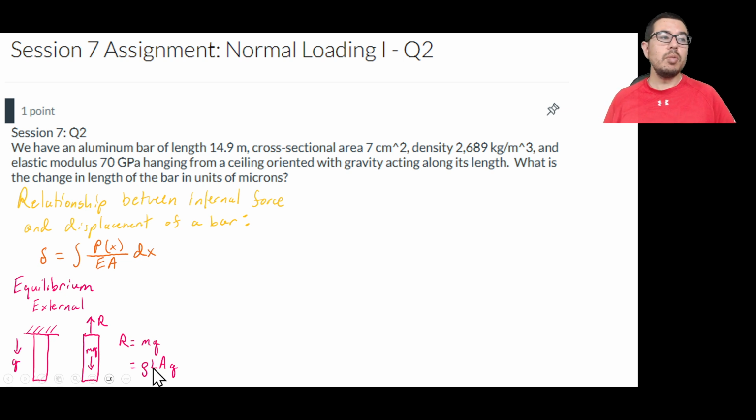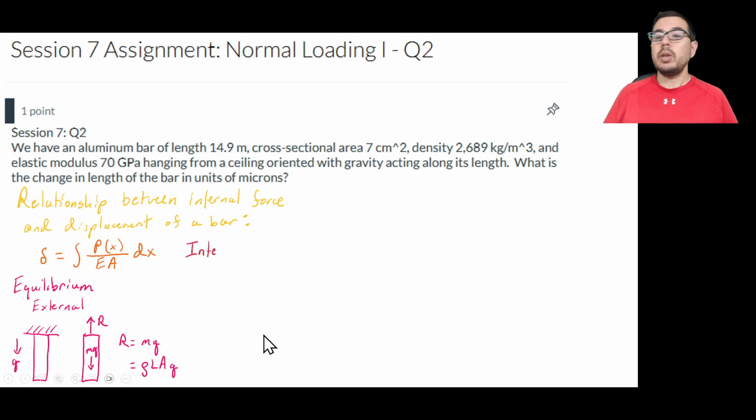And then we'll use this relationship that we've also talked about in class a little bit, where we can think of m as being volume times density. So that's the density, and this is the volume, LA, so the length times the cross-sectional area. And we're going to multiply that by the g, as we see here.